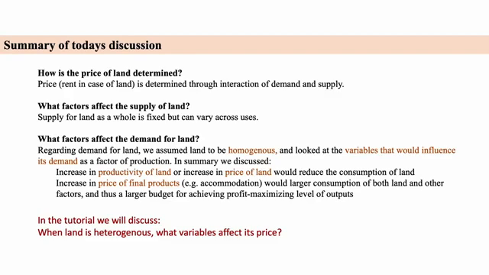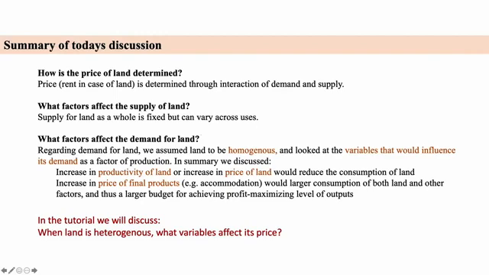And I would like to recapture upon the questions with which we started this discussion. And I would also like to briefly explain to you what we will do in the tutorial. So we questioned that how is the price of land determined? That was the entire objective of this lecture. And we understand that the price, which is the rent in the case of land, is determined through interaction of demand and supply. Now, what factors affect supply and what factors affect the demand? That is what we discussed. We know that the supply of land as a whole is fixed, but can vary across uses.